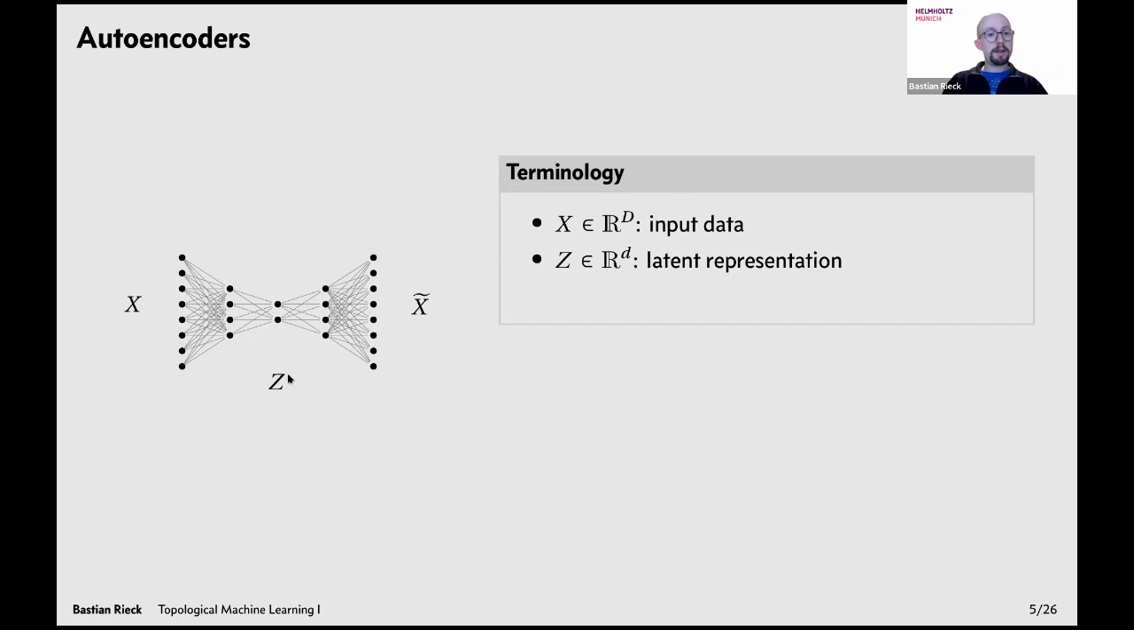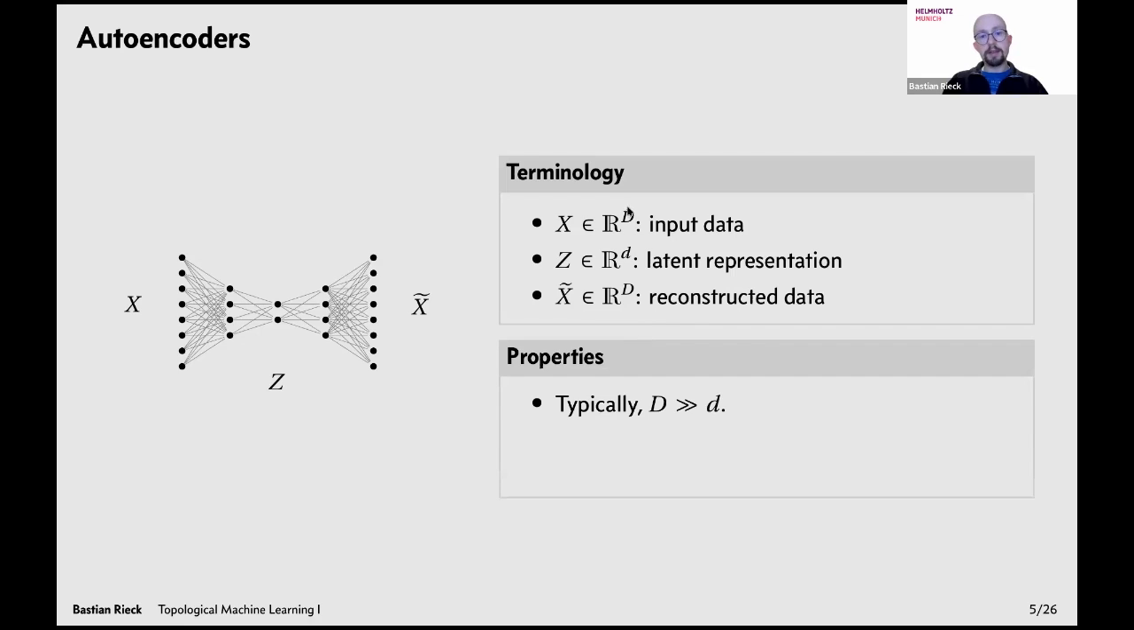Z, on the other hand, the thing in the middle, refers to the so-called latent representation, or also hidden representation, depending on what type of paper you're reading. And X tilde refers to the reconstructed data. Now notice that typically big D is much, much larger than small d, meaning that you go from a very high dimensional space to a very, very low dimensional space, lower d here in the middle, and then you go back up again.